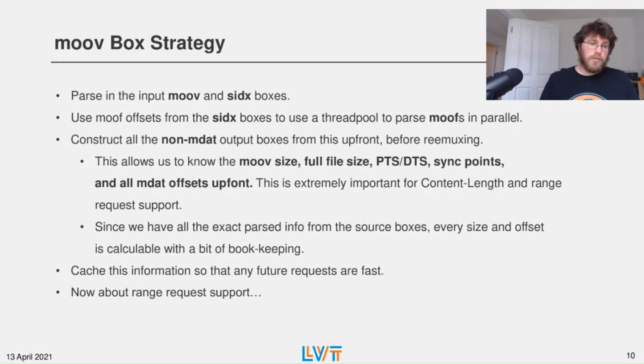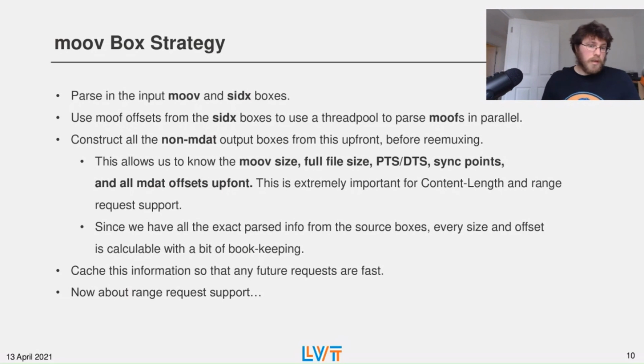So we want to parse and generate it entirely up front, and the way we do that is by first parsing the moov and SIDX boxes of the two input files, which will get us all the offsets for all the segments in the moof boxes. And then we might have 1,000 of those. Rather than sequentially parsing through that file over a network, which is really slow, we can use a thread pool, or in our case a Go routine pool, that just says, here's 100 threads, do 100 parallel requests to get all the info from these moof boxes and fill it out in this struct.